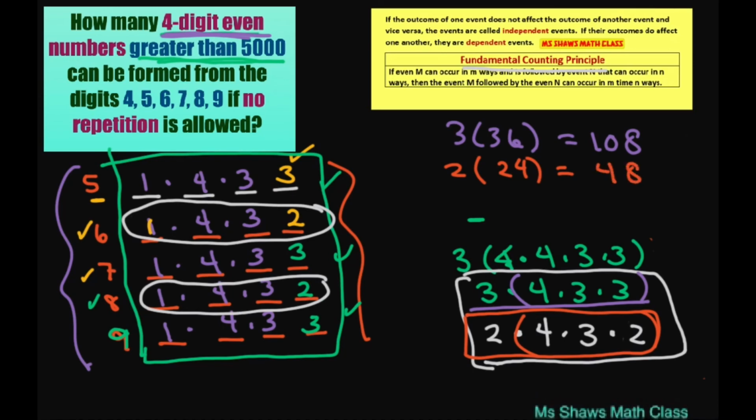Since you're using the word or, that means you're adding these two. Right? You either can get this kind, where the first digit's odd, or this kind, where the first digit's even. So you just add these two numbers up and you're going to get 156 four-digit even numbers that can be formed. And that's your final answer.